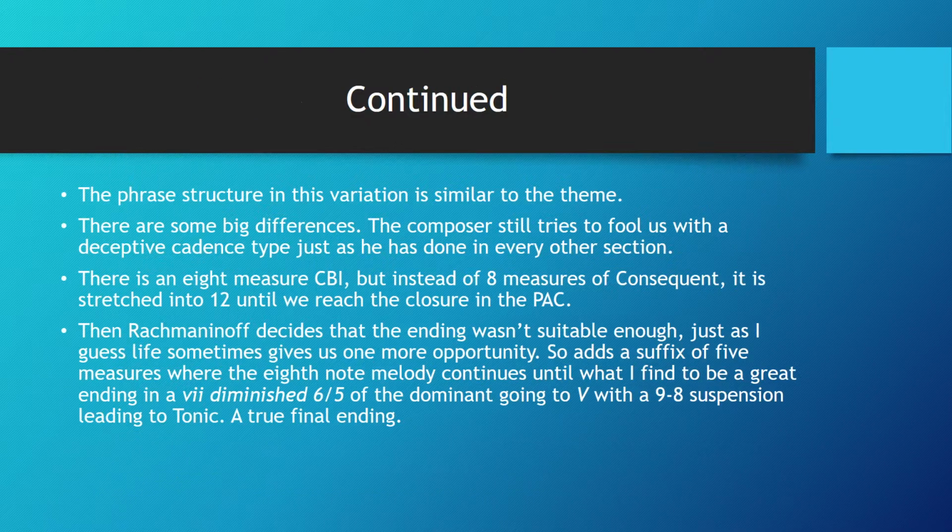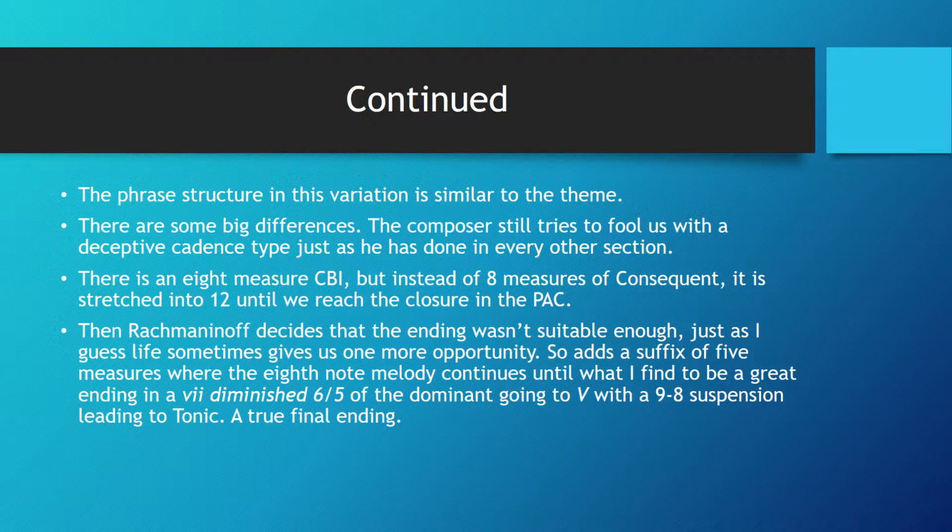I really like it. So the phrase structure is kind of similar to the theme here. Still, there are some differences, but again, the composer still tries to fool us with a deceptive cadence, just as he's done in every single variation. But that's not the real cadence. We have to wait till we get to the PAC. So there is still an 8 measure antecedent, but instead of 8 measures of the consequent, it is stretched into 12. So we had 4 more until we can actually reach the PAC. This is just a form of stretching.